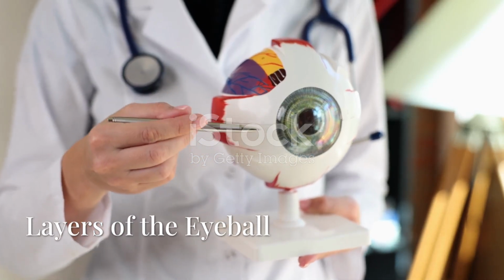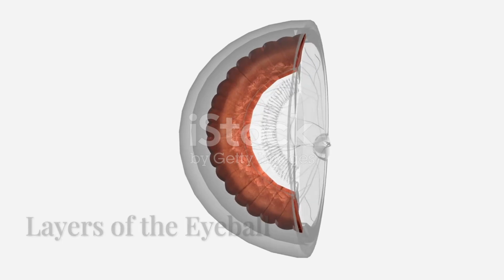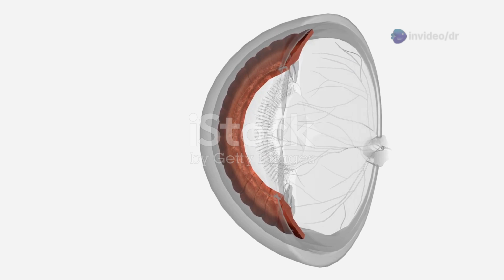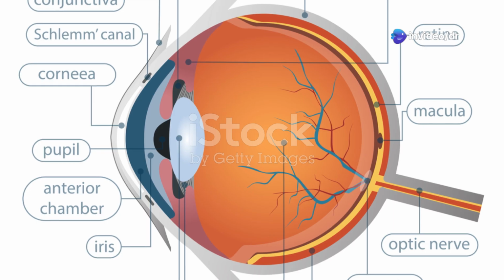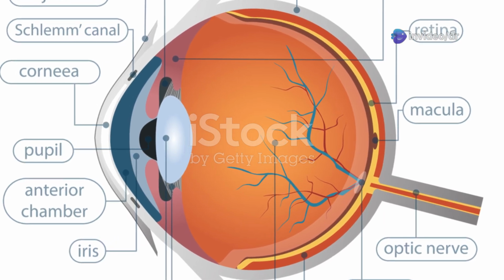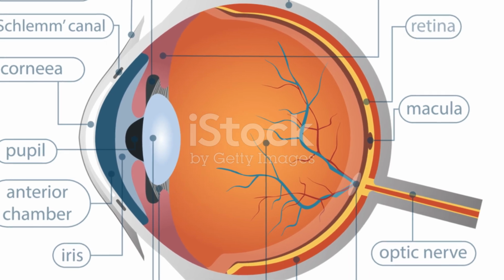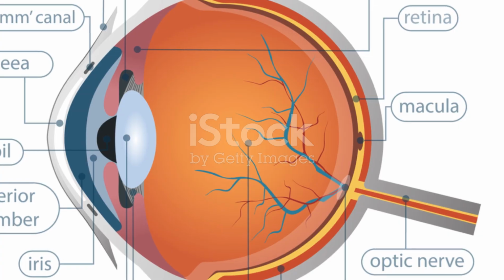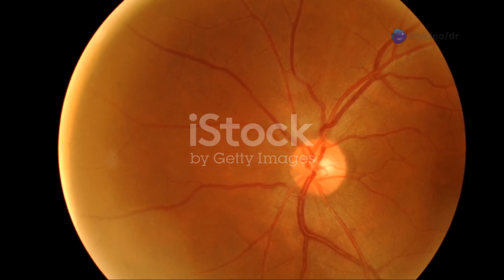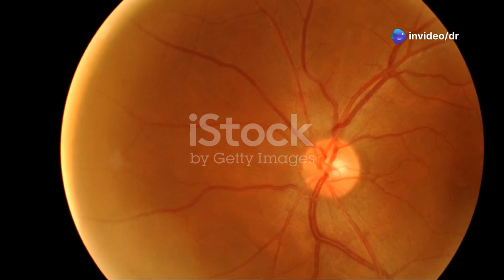The eye has three concentric coats. First, the fibrous tunic, which includes the sclera and cornea, providing structural support and refractive power. Second, the vascular tunic or uvea, consisting of the choroid, ciliary body, and iris, essential for nourishment and accommodation. And finally, the neural tunic, the retina, which is the functional sensory layer.